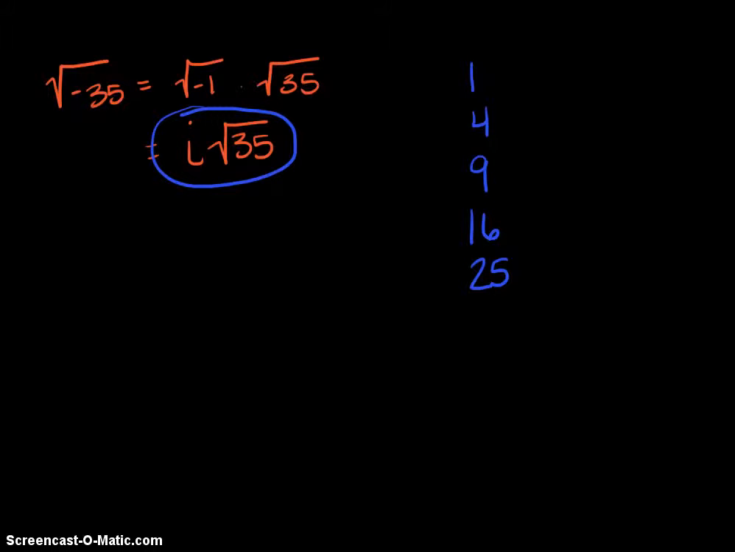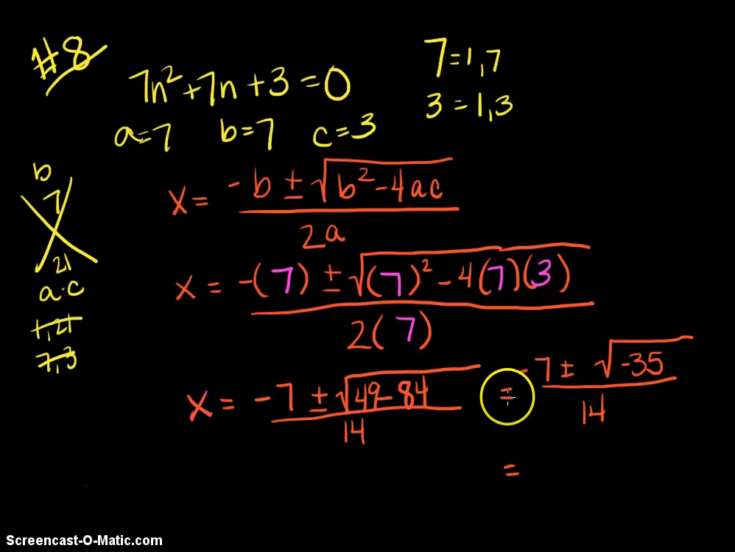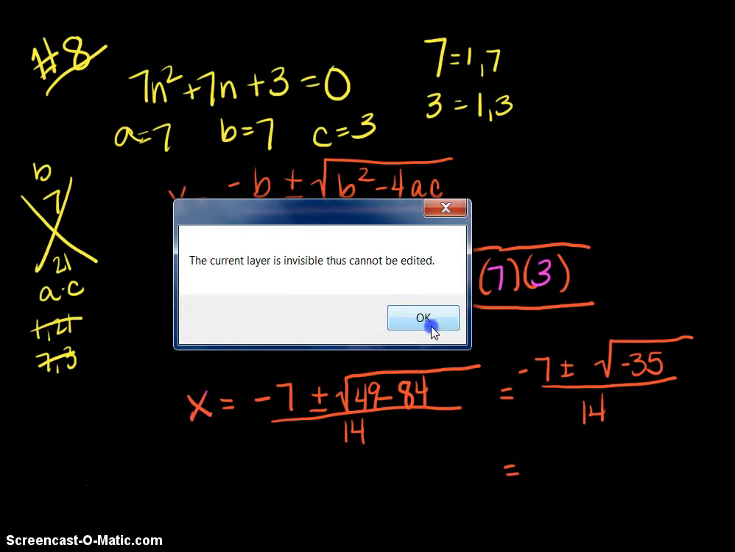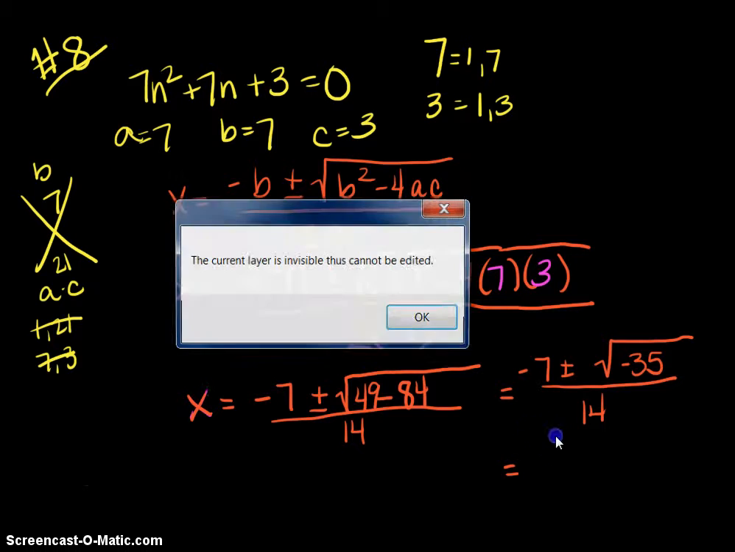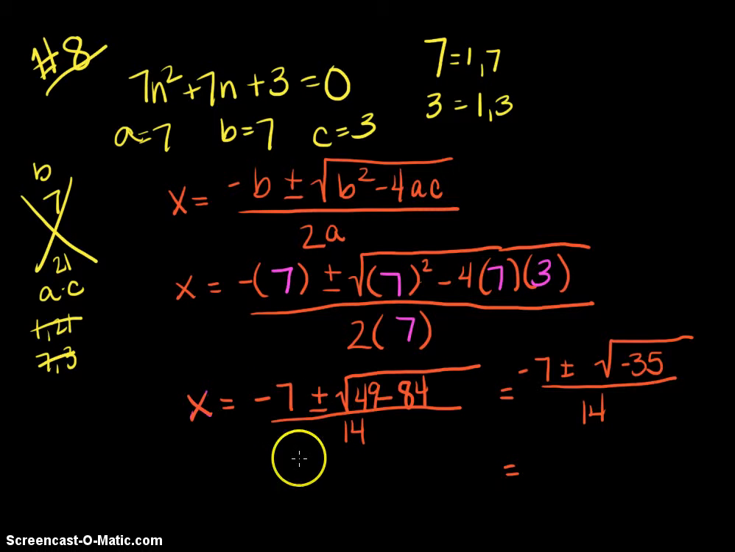So let's bring this answer back to our problem. Okay, so like I said, I'm still figuring this out, so I apologize. So it's going to be negative 7 plus or minus, and we got that answer of i times the square root of 35, that we can't pull anything out of, over 14.